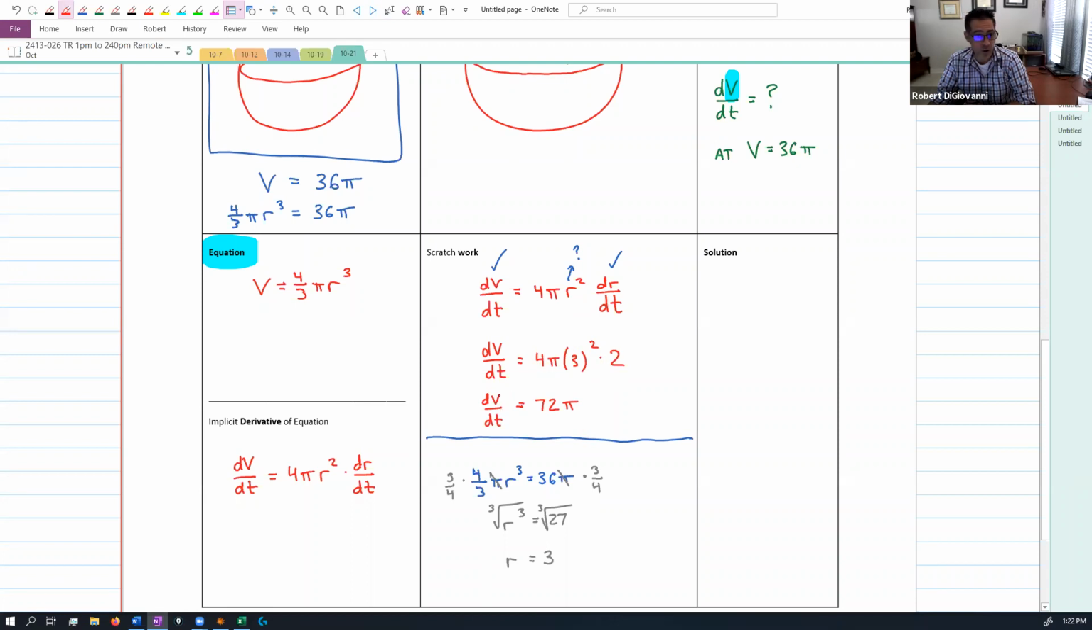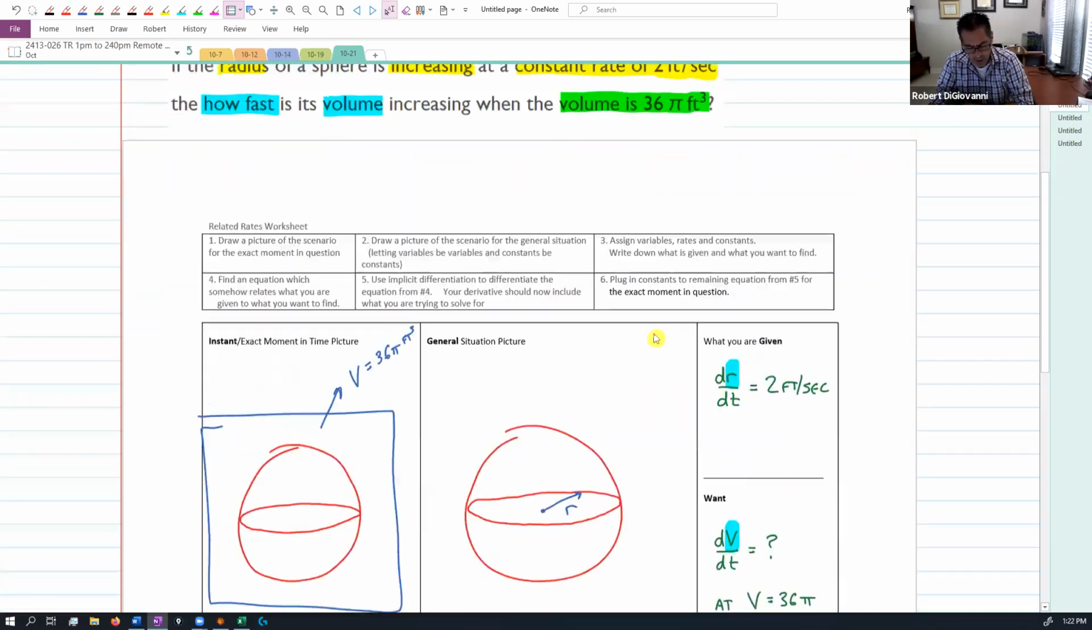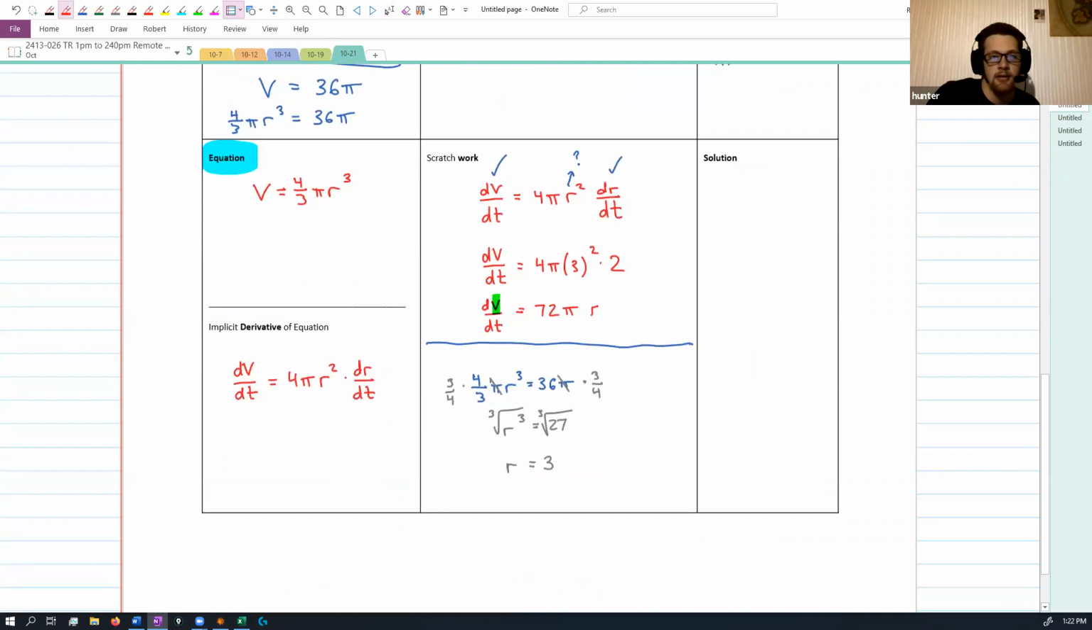And now I need the units for this answer. So I told you, just look at the thing on top first. This is V, that's volume. How do we measure volume? In cubic units. Cubic units, and our units here were feet, right? In this problem, everything was in feet. So this will be cubic feet per second.